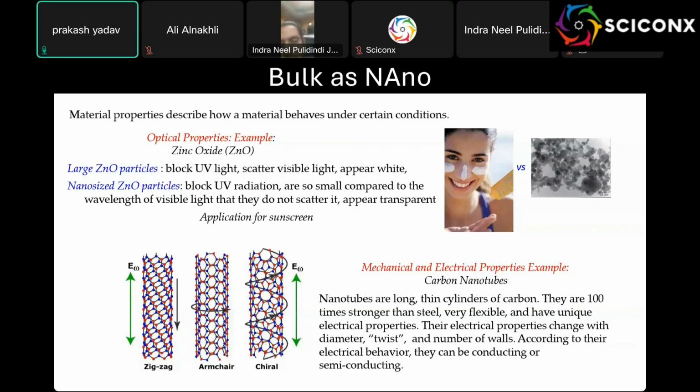But when we use nanoparticles in sunscreen, what will happen? It blocks the UV radiation, but the wavelength of visual light does not scatter. That's why we clearly see the transparent skin.